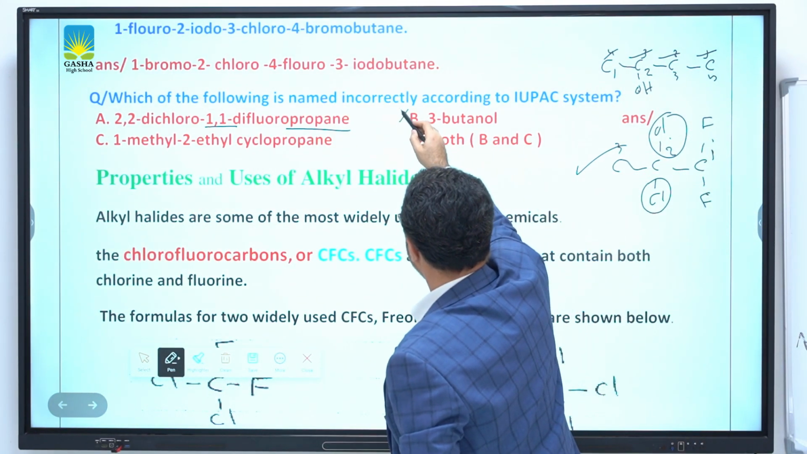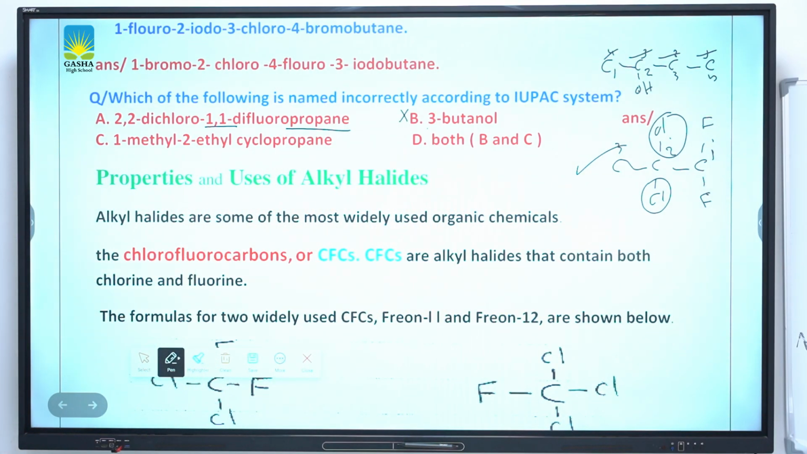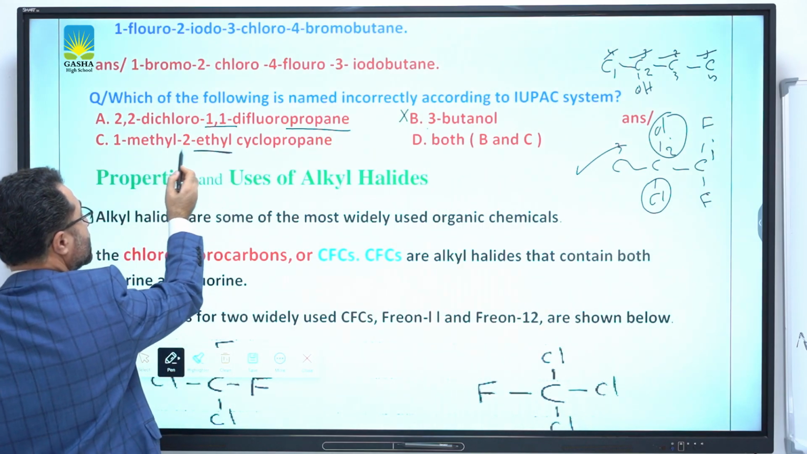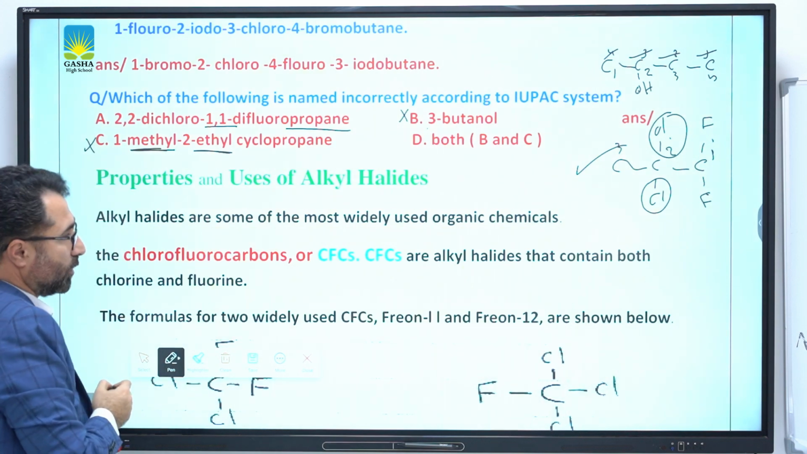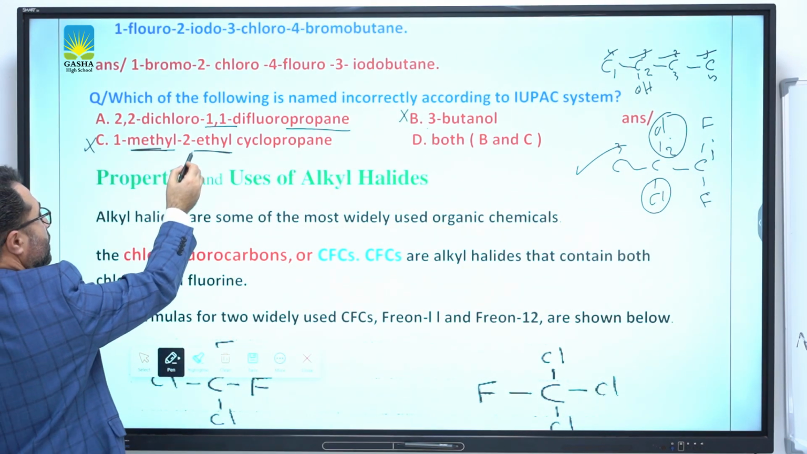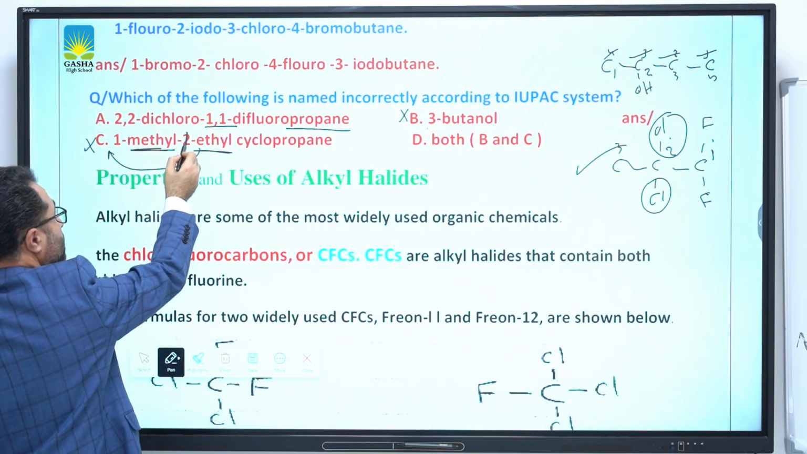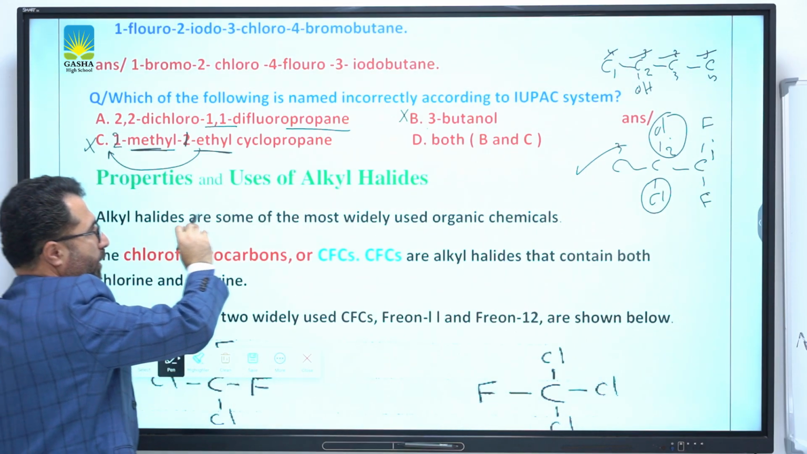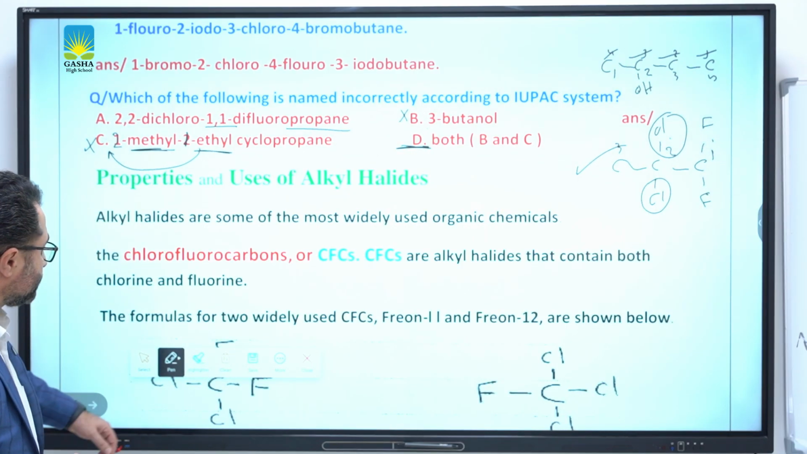Yani it's incorrect. B. C. 1-methyl 2-ethyl cyclopropane. Of course the ethyl must be written before methyl, so it's incorrect because of alphabetical order. The ethyl must be here, and the first one you have to number it 1 and 2. So it's incorrect. Yani B is the true answer. B and C are incorrect.